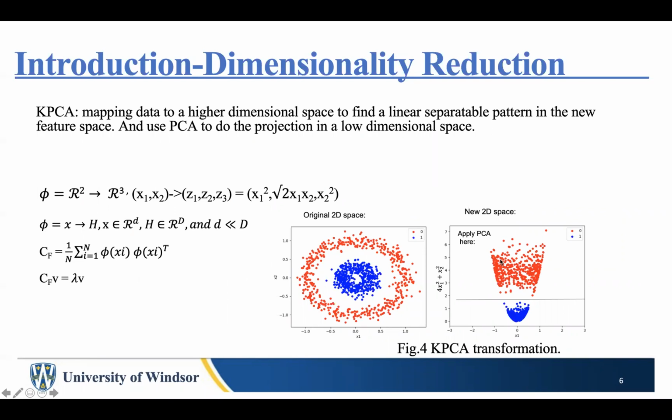In the mapping step, different kernels can be used, such as polynomial or Gaussian, according to the different data distribution. And then use PCA to do the projection in the low-dimensional space. That means it finally converts the problem to computing principal components by solving an eigenvalue problem. In the circle datasets, it is obvious that KPCA outperforms PCA.